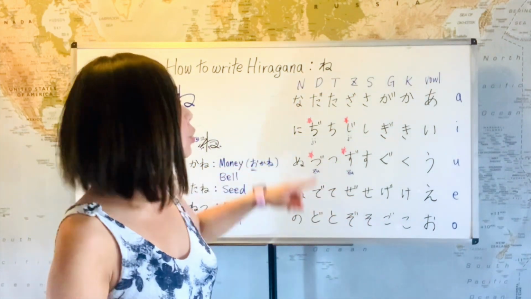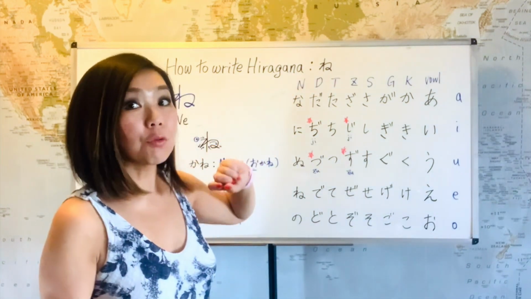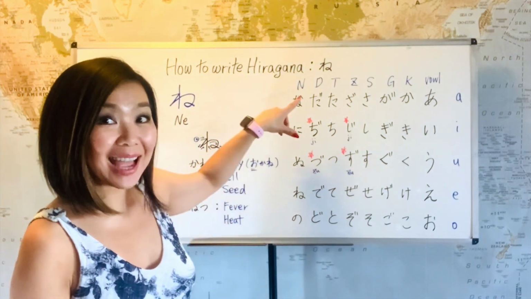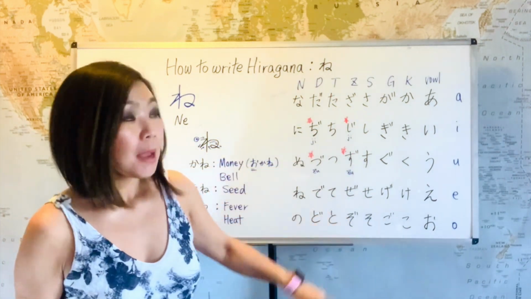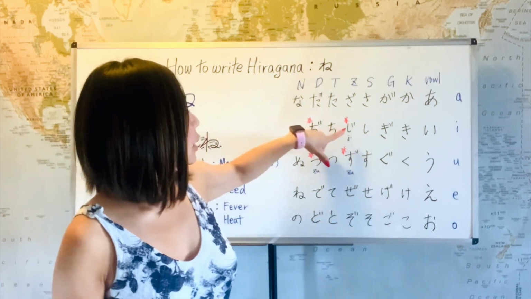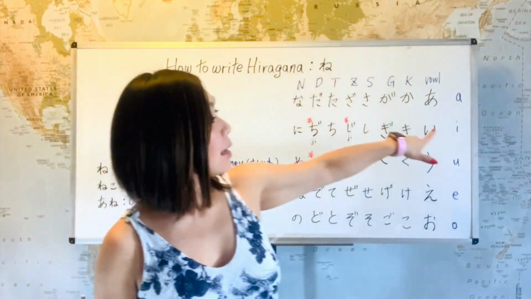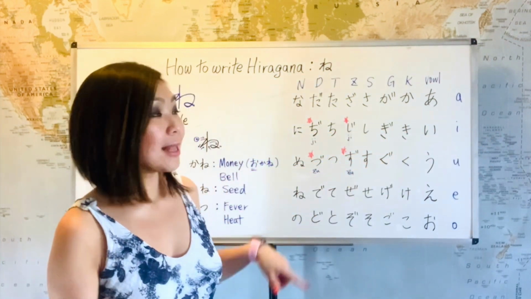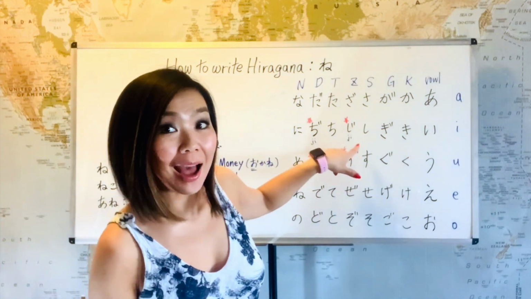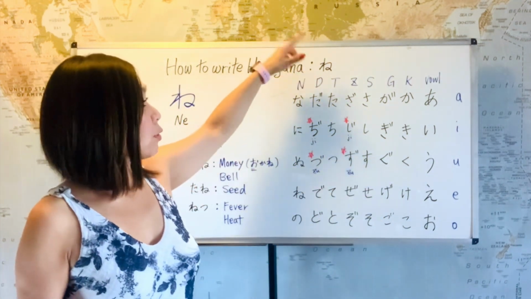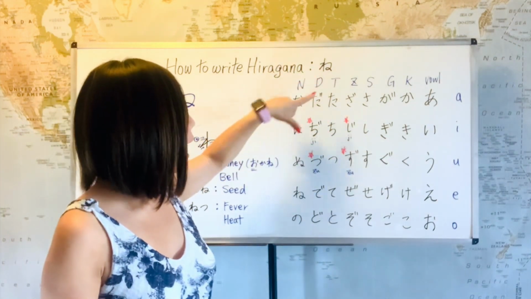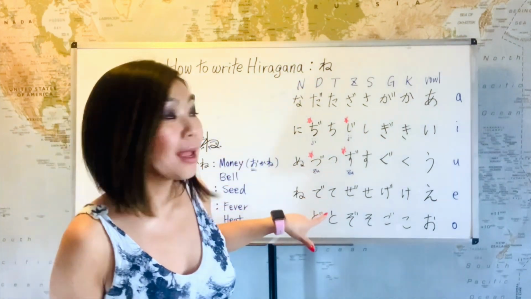And if you put 2 dots on the S line, that would become Z line. Za, ji, zu, ze, zo. But be careful with this G. I know it's a Z-I, but we pronounce it like G, J-I, all right? And then we moved on to T line. That's ta, chi, tu, te, to.